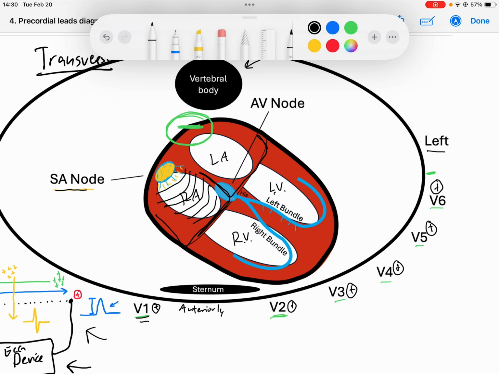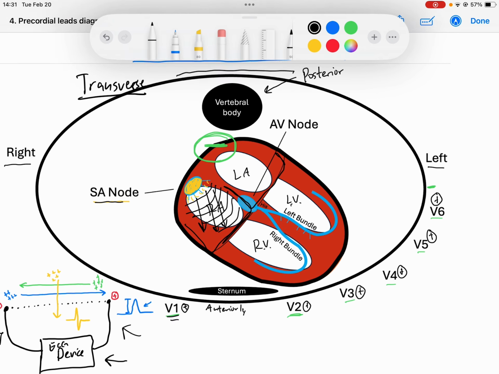And notice that the right atria, this depolarization wave is kind of pointed towards V1. So that first initial part of the P wave in V1 is going to be positive, right? Because if it's going towards V1, it's going to be positive. Forces are going towards that positive electrode.